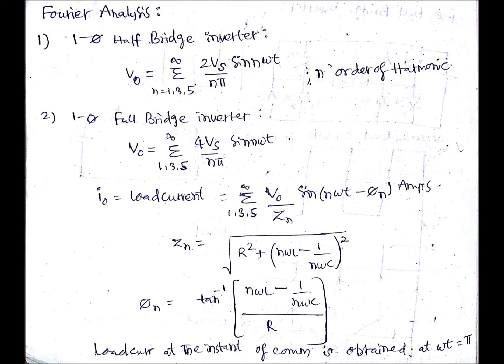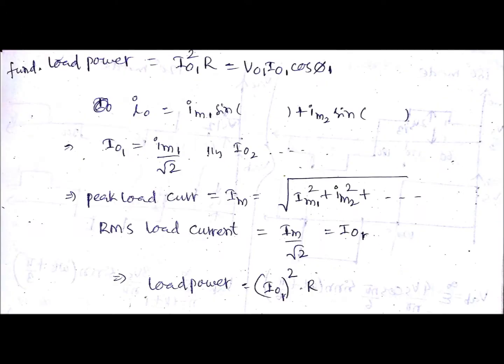Then if you are asked to find out the load power, that is the fundamental load power, how will you calculate? It will be V01 I01 into cos phi 1. So you need to consider all fundamental quantities. These quantities you can get from the Fourier analysis. So what is this V01? Is that maximum or RMS? It will be RMS, that is important. And otherwise it will be I01 square into capital R, the RMS load current of fundamental square into resistance R.